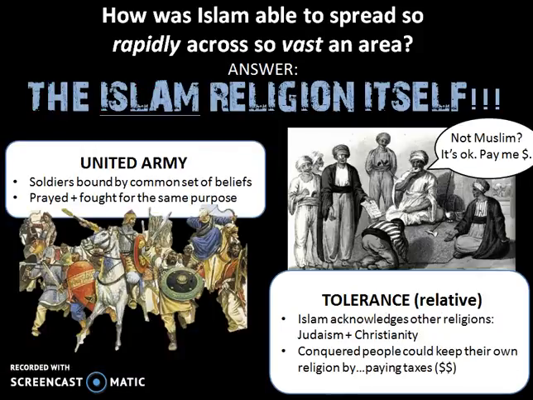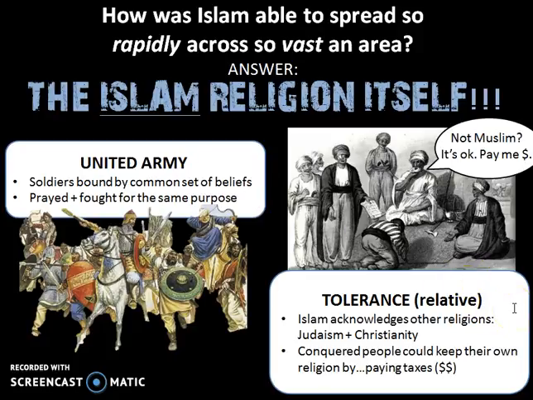Lastly, Islam was able to spread so rapidly across so vast an area because of their religion itself. It helped unite their soldiers, and their religion was relatively tolerant to non-Muslims, as well as appealing to those non-Muslims as well. So as mentioned before, the soldiers were bound by a common set of beliefs, which made them stronger and more united and more loyal. Soldiers prayed and fought for the same purpose.